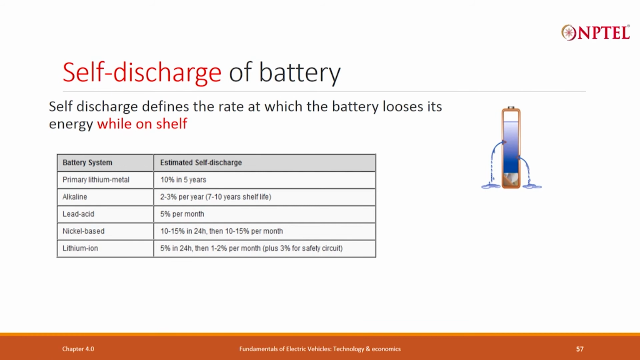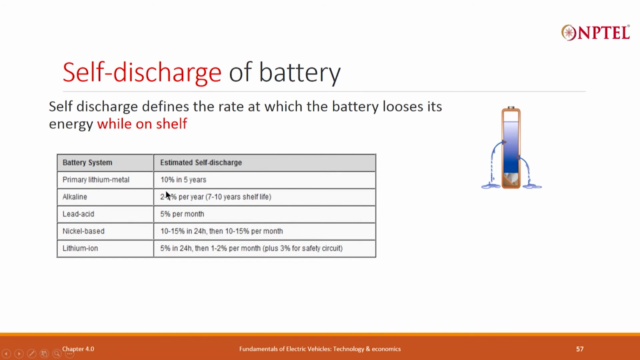So, once you keep the battery charged, it will stay for 10, 50, even 1 month, it will be 1 or 2% less. If on the other hand I look at nickel based, it is 10 to 15% in 24 hours, and then 10 to 15% per month. So, this is much worse. Lead acid 5% per month. Primary lithium ion 10% in 5 years. So, there are some good batteries.